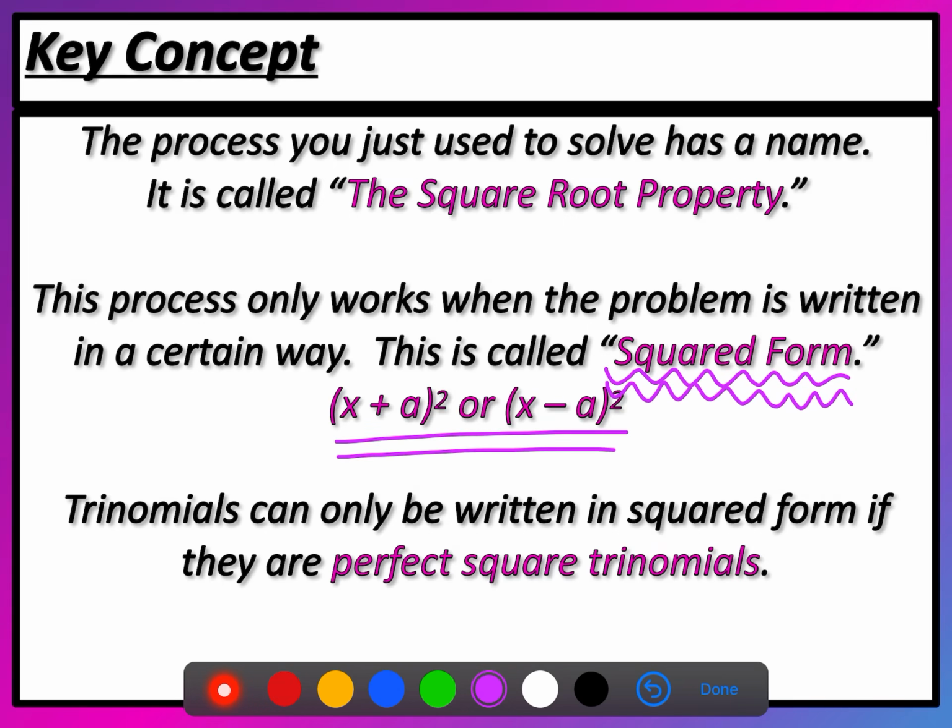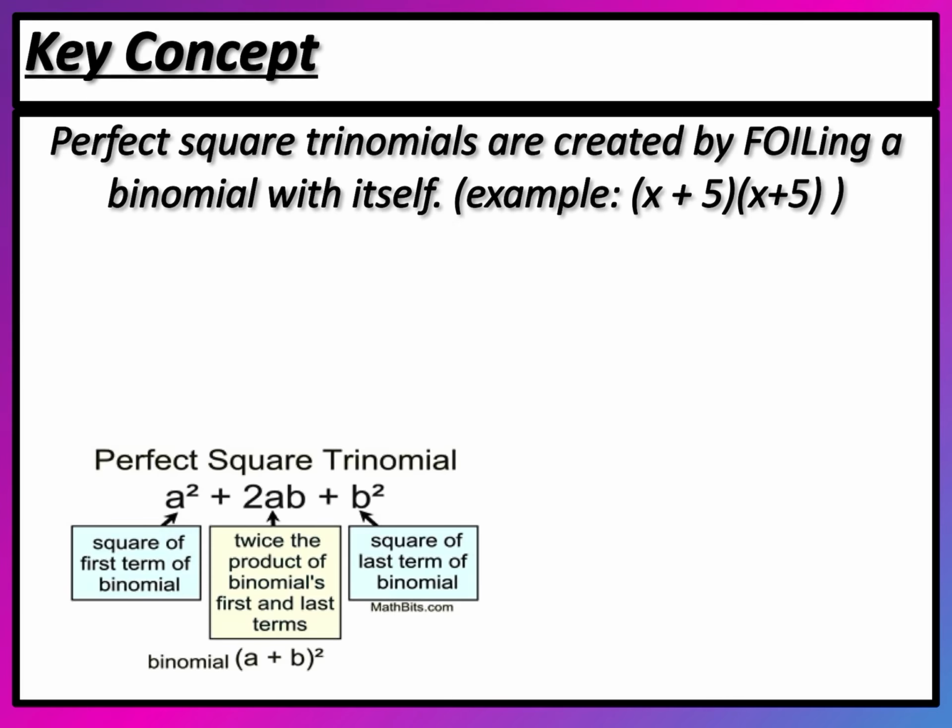Now sometimes it'll already be written in squared form. Sometimes we have to put it into squared form. And the only way that we can convert it into squared form is if it's something called a perfect square trinomial. So we want to see, well, what does a perfect square trinomial look like, and how do I turn it into squared form when necessary?